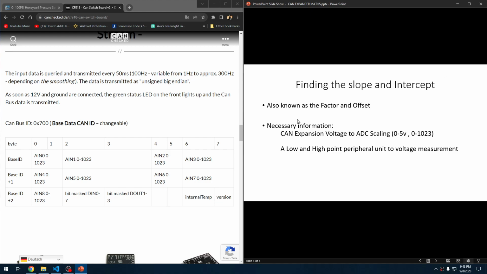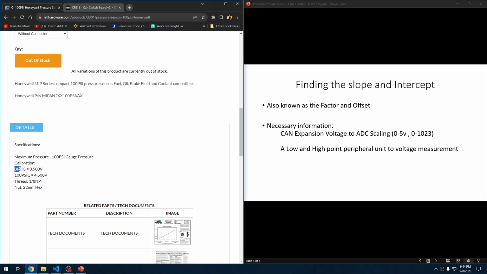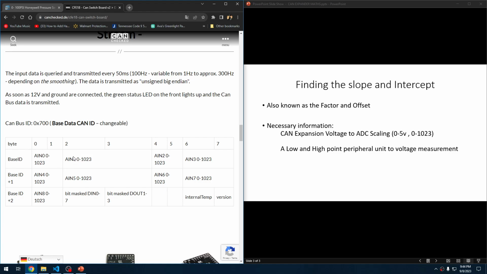And so the necessary information we need to have is essentially a low and high point from the peripheral unit, like some type of voltage measurement. And then the CAN expander's voltage sample scaling values, on the voltage to what I call the ADC values, but they're numerical values that they correlate that to on the CAN bus network. So for sanity's sake, I have a pressure sensor, 0 PSI at half a volt, 100 PSI at 4.5 volts. And we have a scaling of 0 to 5 volts with 0 to 1023 being the numeric result of said voltage values.